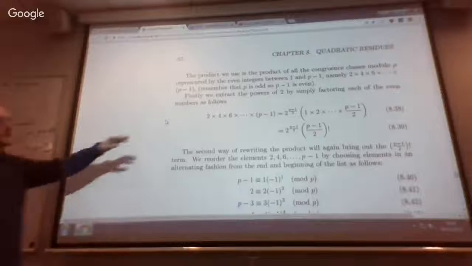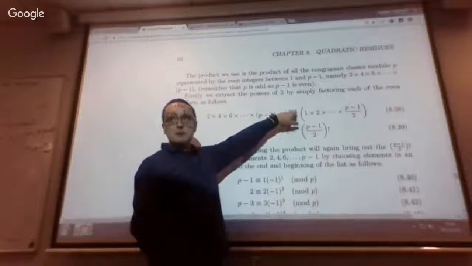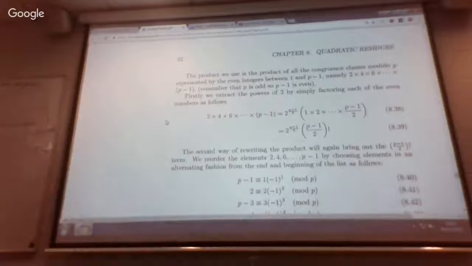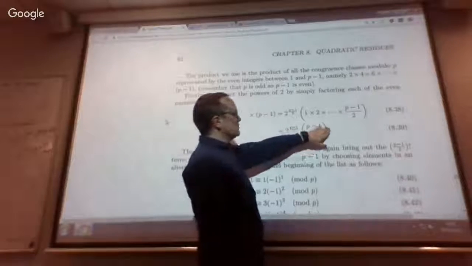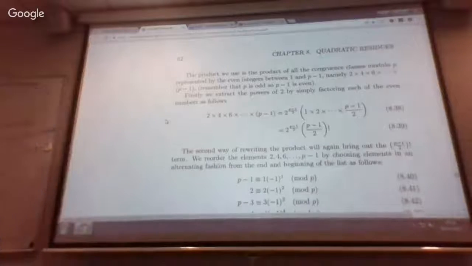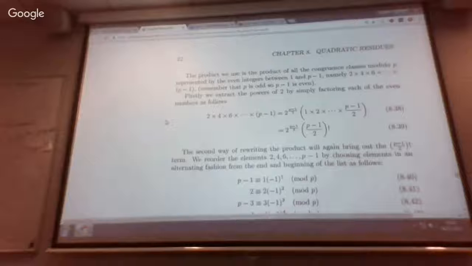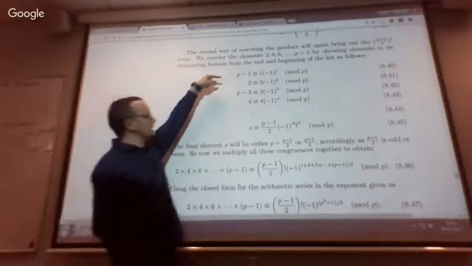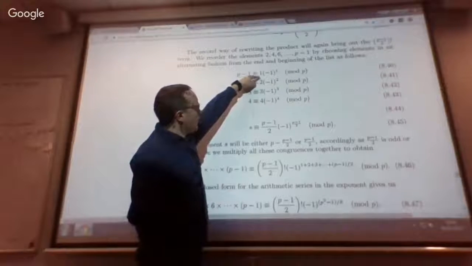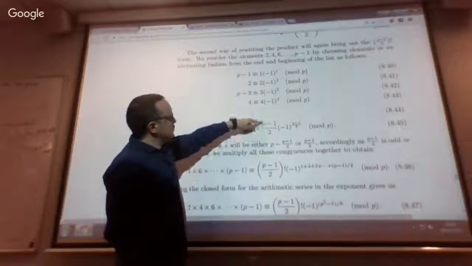That allowed us to take out this power of 2 to the power of p minus 1 over 2, which of course you recognize as the right-hand side of Euler's criterion. You get this p minus 1 over 2 factorial. And then the other way we looked at it, on the way to proving this result, was we looked at all these powers.